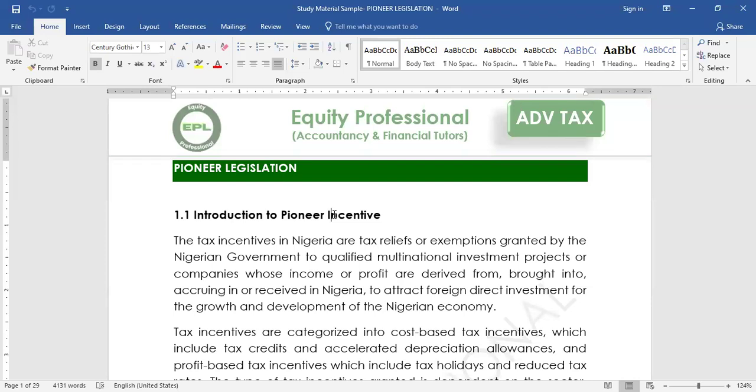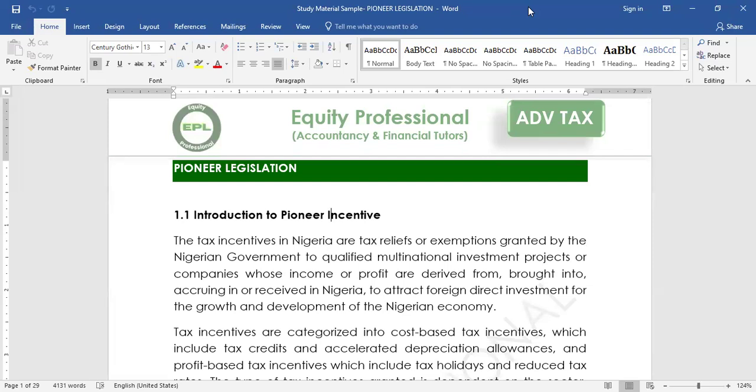What we mean by pioneer incentive is the incentives given to a company. Most especially, pioneer incentive is given to multinational companies, those companies that are owned by foreigners that want to come and invest in Nigeria. Their investment will contribute to economic growth and development of Nigeria. It will attract foreign direct investment, create employment opportunities, reduce importation, increase exportation, and result in positive foreign exchange rates.